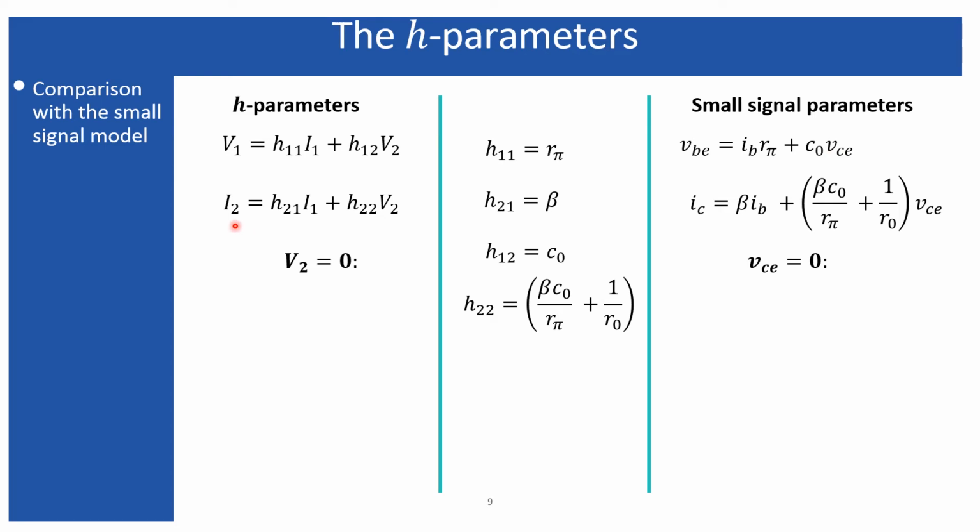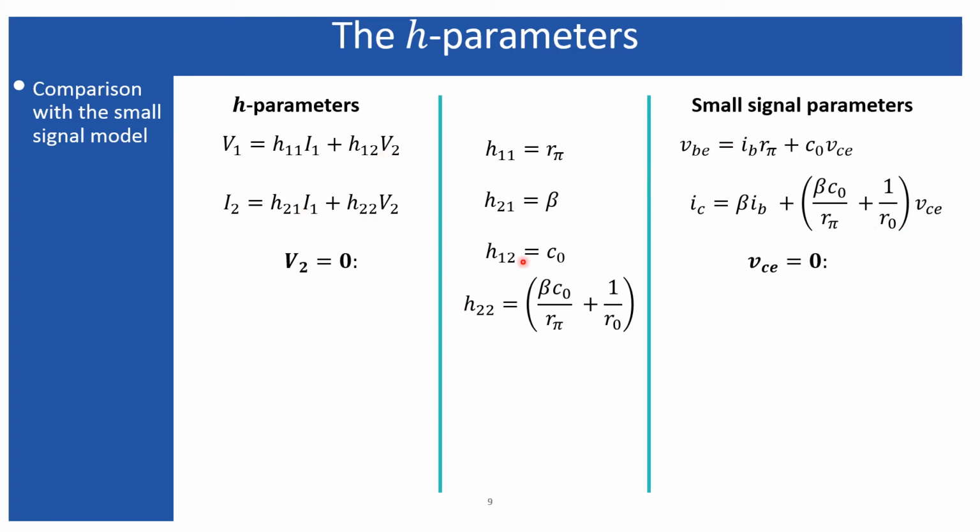Similarly, the output current for the H parameter model is represented as the weighted sum of its input current and output voltage, and the output current, which is IC for a common emitter, can also be represented in terms of the weighted sum of its input current and output voltage. So basically, looking at these two sets of equations, we can see that their forms are similar. Now let's identify what H11 is and how it is related with these factors, and how H12, H21, H22 are related with these factors.